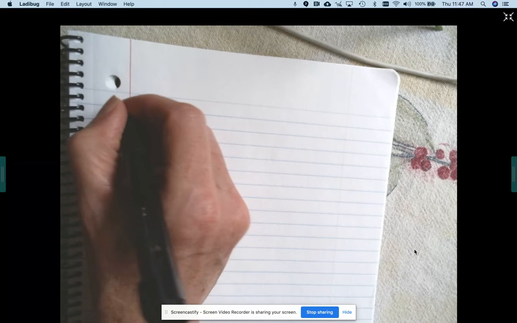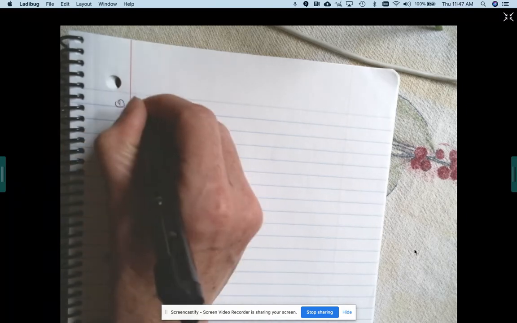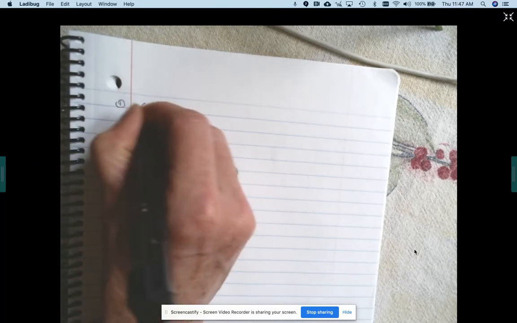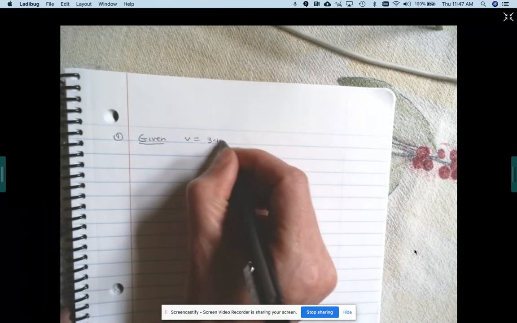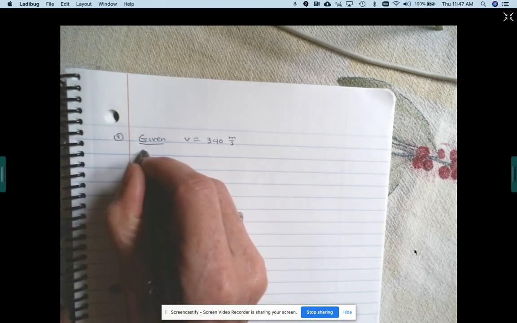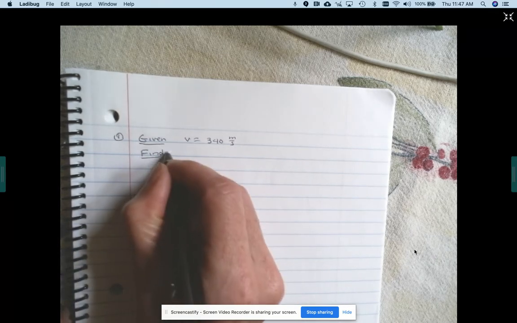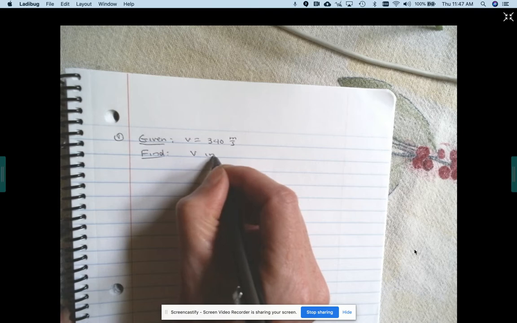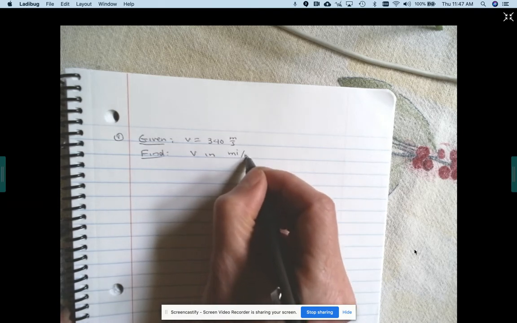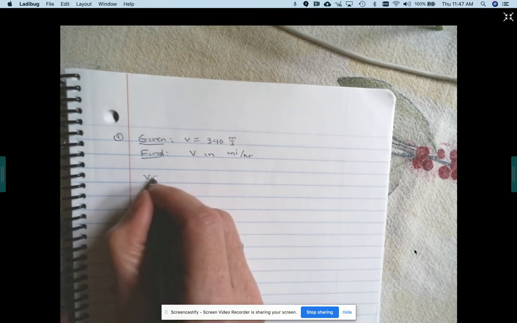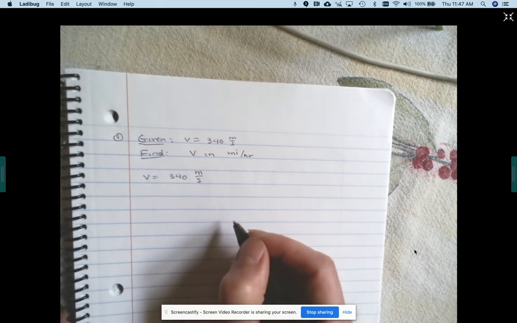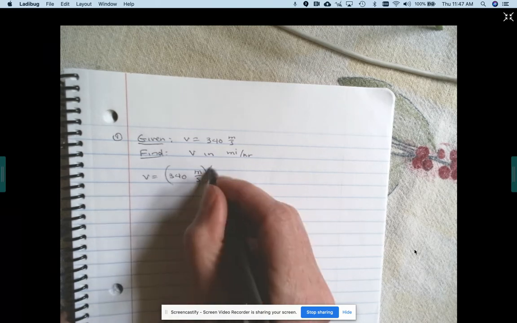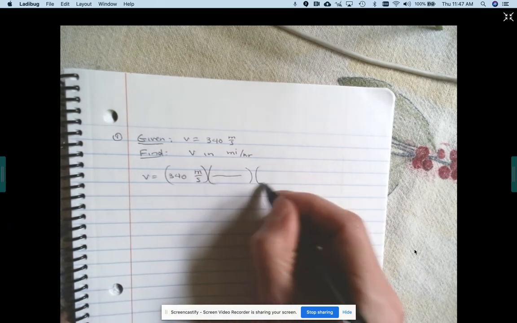So we are given that the speed of sound is 340 meters per second, and so we want to find the speed of sound in miles per hour. So again, we start with our speed, we write it out, it's 340 meters per second, and then we're going to divide or multiply by 2 fractions again that are equal to 1, but we'll change our units, right?